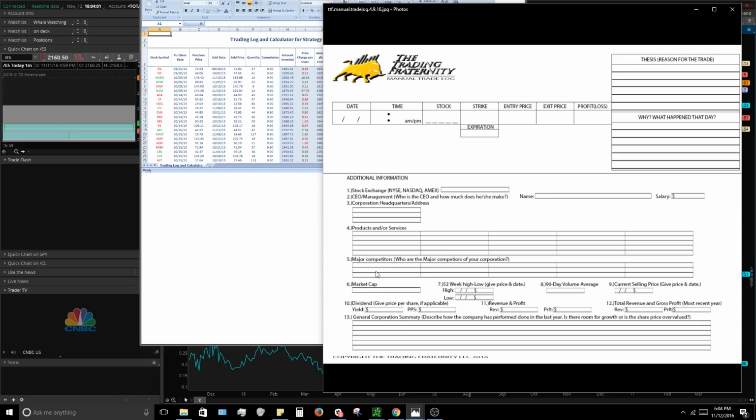It gives a little more finance here. You write down the market cap, the 52-week highs, the 52-week lows, and what the average volume is, and just basically a little more detail here. So like I said, it gives you an opportunity to learn about the stock that you are trading.